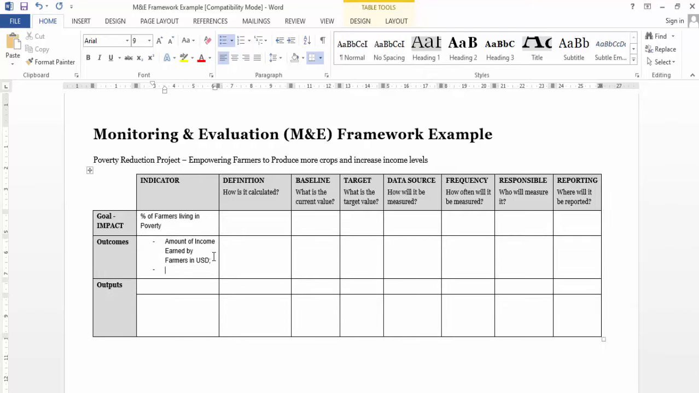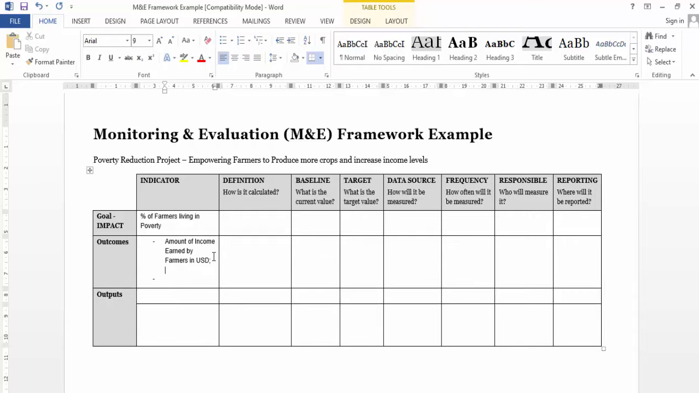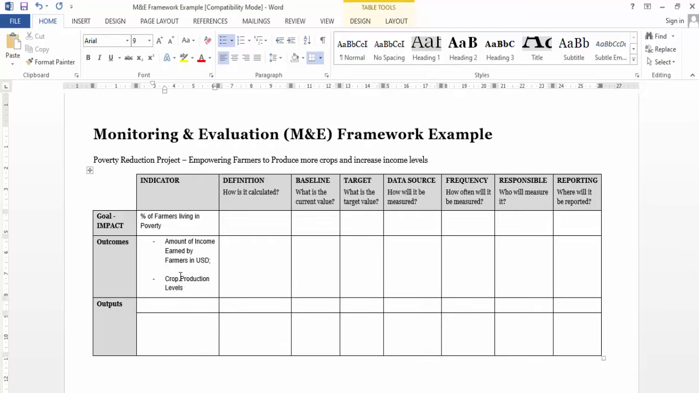Okay, then we can give another indicator, maybe because we've given one indicator called amount of income earned by farmers in USD. Although in case you are asking USD, I'm sure you know it's United States dollars. Then we also want to know the crop production levels. Okay, crop production levels. Okay, so this is just an example. I think maybe we can work with this for now so that you just get the point.